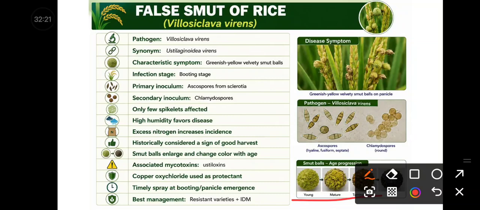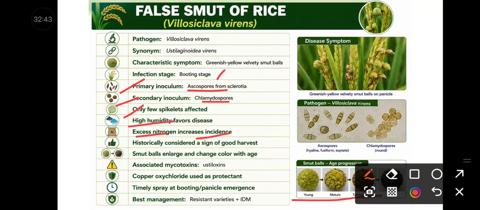Then the infection stage, the booting stage of rice. Then primary source of inoculum is ascospore and the sclerotia. Secondary inoculum is the chlamydospore. It affects only few spikelets. High humidity favors the disease. Excess nitrogen increases the disease incidence.